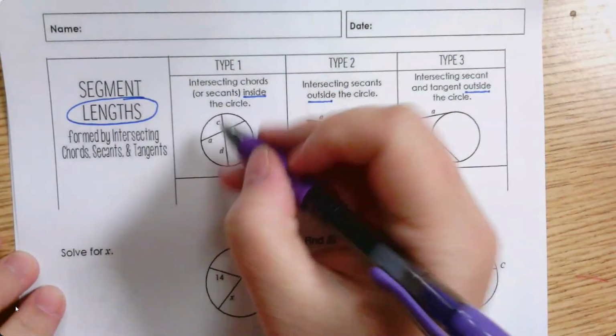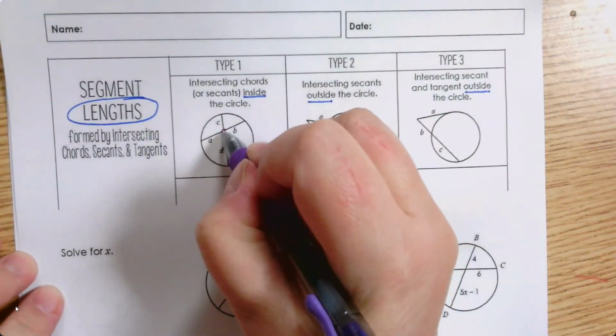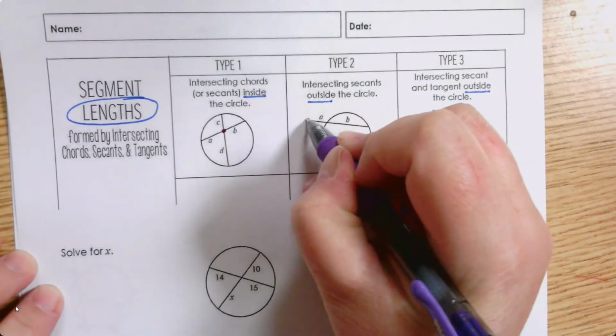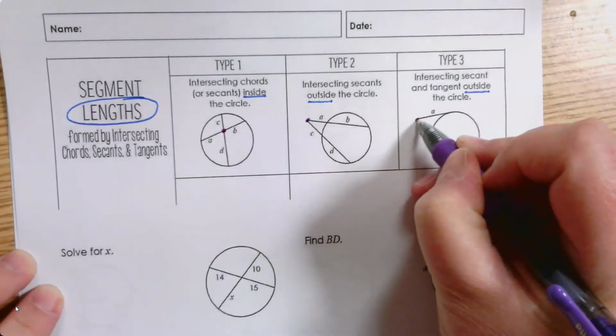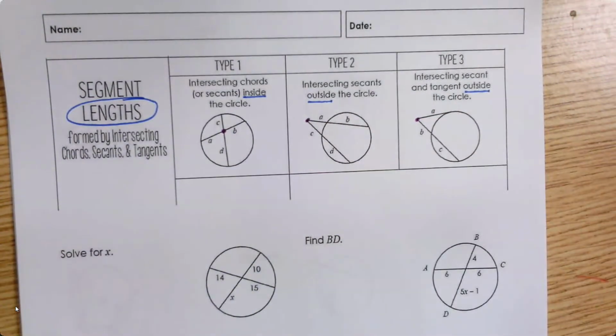Again, this is very similar to how we talked about angles. So don't get confused about the fact that we are definitely talking about lengths now and not angles. These are pieces of segments and their lengths.